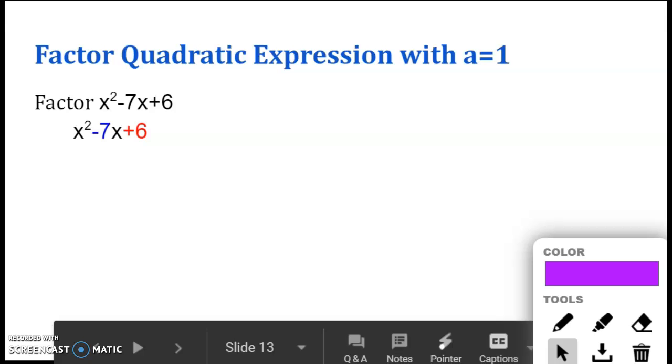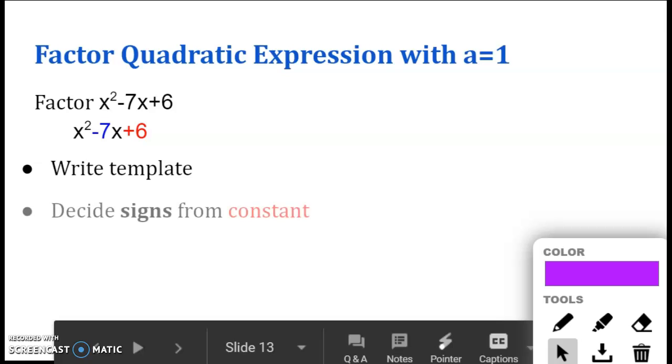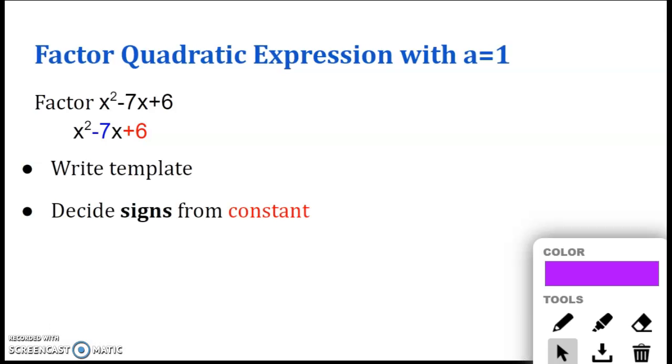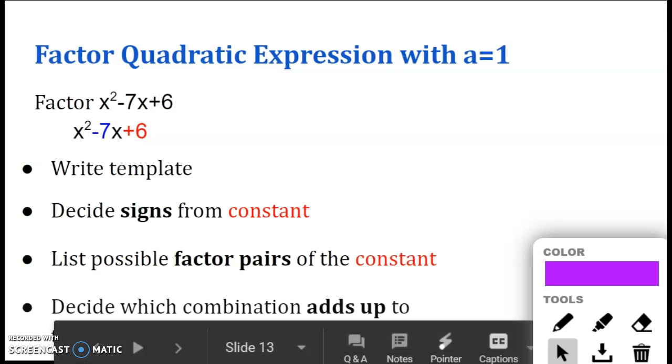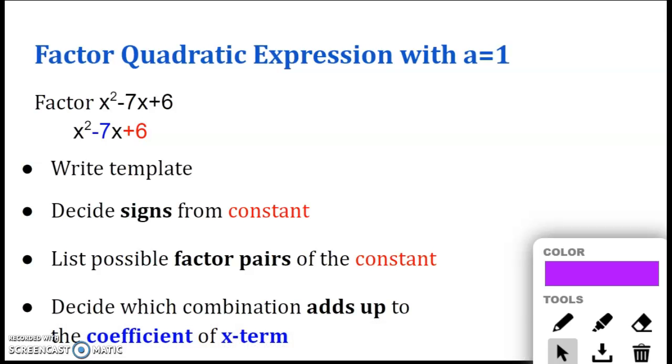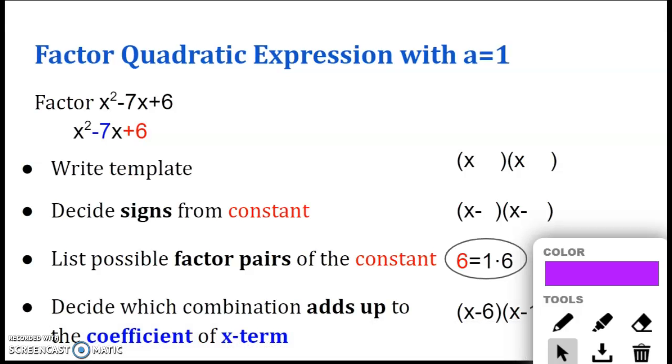So what are the steps? You first write the template, and you decide the sign from the constant, list possible factor pairs of the constant, and then decide which combination adds up to the coefficient of the x term. So, write the template. Writing the template means you put two parentheses with x and x right at the beginning, because the only way you're going to get x squared is by having x times x.